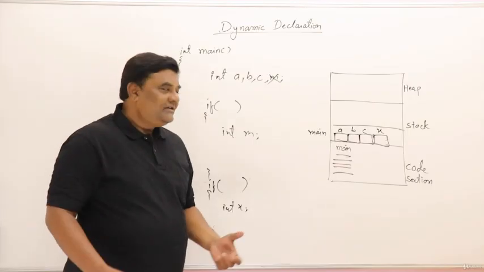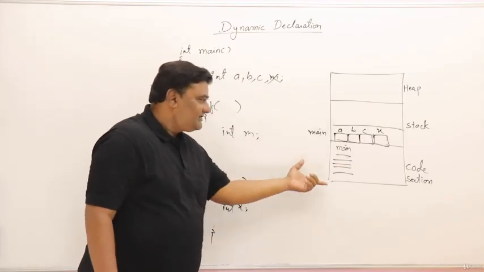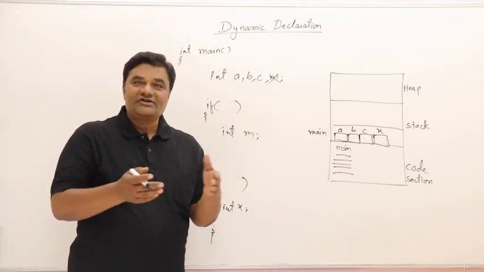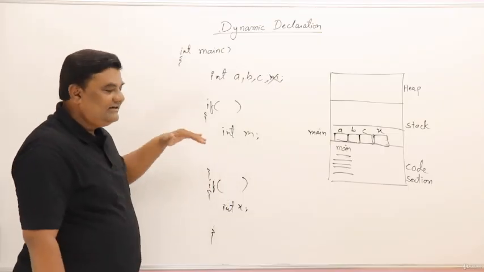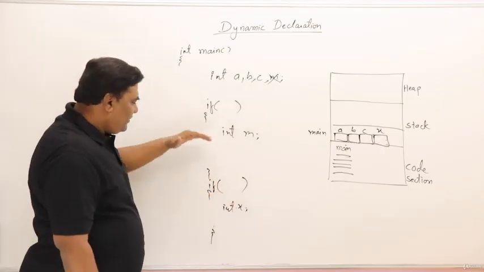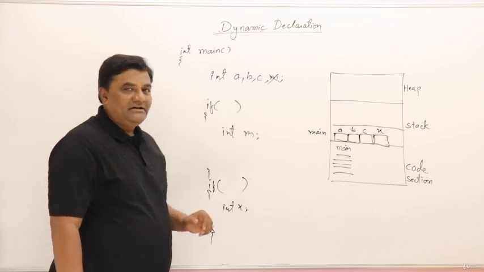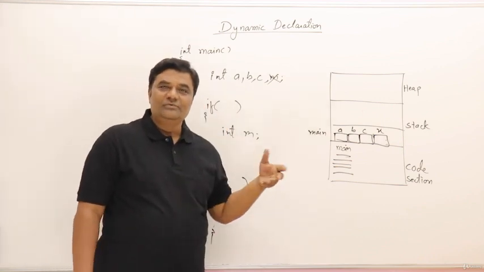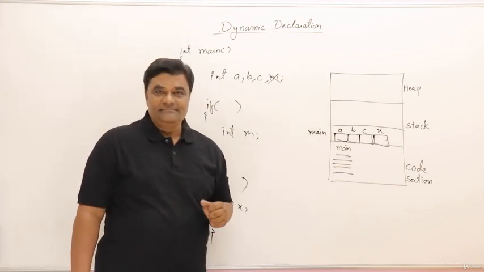So that is the benefit. The activation record of this main function will be growing and shrinking as you go on dynamically declaring the variables and they go out of scope. Once this block ends, this m is gone from the memory. So the small memory can be used again and again by different variables.